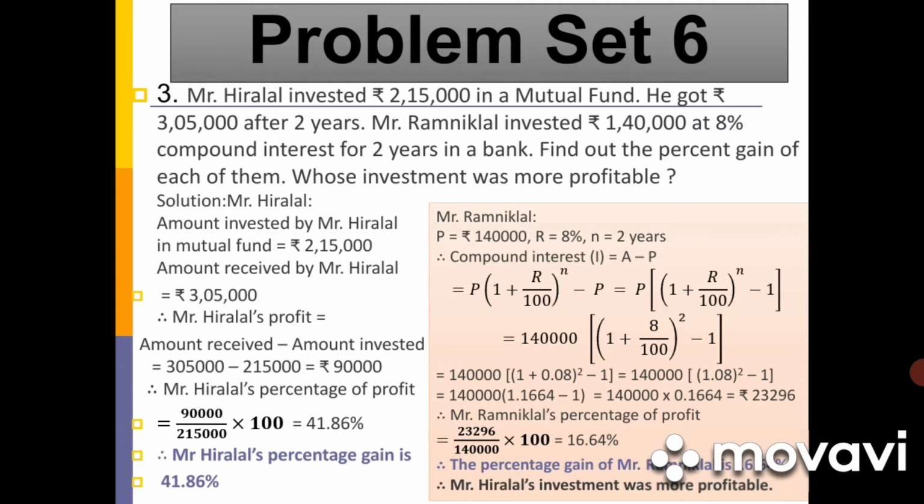23,296. Therefore, Mr. Ramniklal's percentage of profit is equal to 23,296 upon 1,40,000 into 100, which is equal to 16.64%. Therefore, the percentage gain of Mr. Ramniklal is 16.64%. On comparing the percentage gain of Mr. Hiralal and Mr. Ramniklal, we conclude that Mr. Hiralal's investment was more profitable.